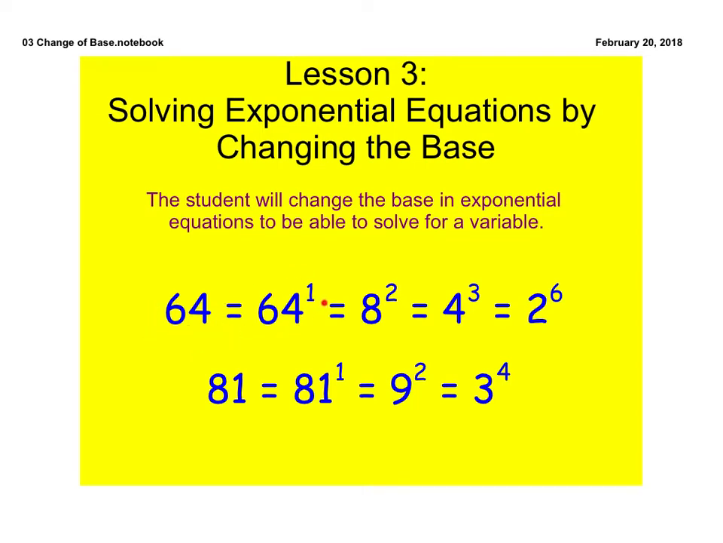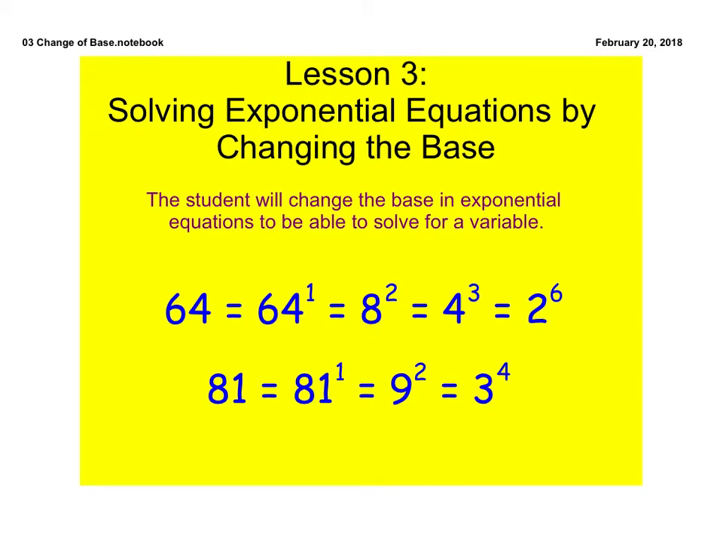So for example, you can see in the opening slides here that we have 64, and 64 is obviously just 64 to the first. That could be written as 8 squared. So that would be technically a change of base if you wanted to write it that way. Now, the other way you could write 64 is 4 to the third. So that's just a different way of changing the base.